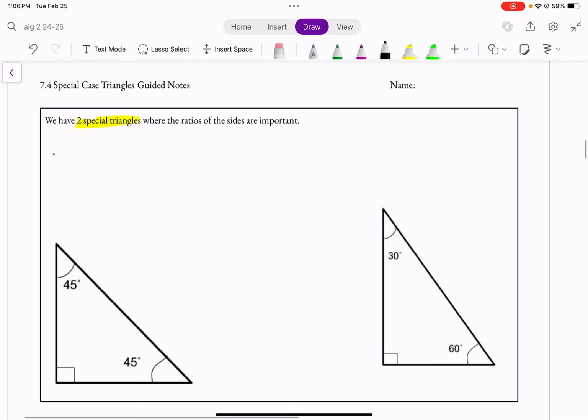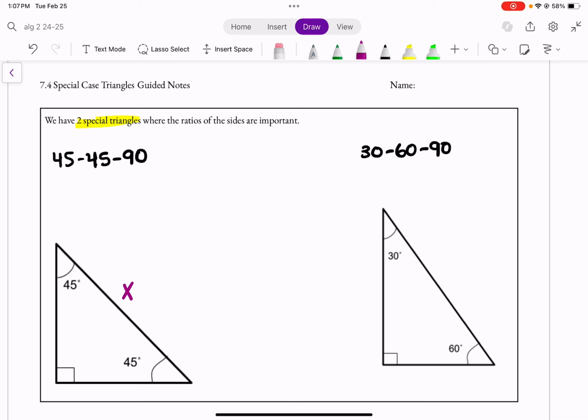One of them is a 45, 45, 90 triangle, okay? That's one of the special triangles. And the other special triangle is a 30, 60, 90 triangle, okay? So these triangles show up a lot in math, and it's going to come into importance in the next few lessons. But what we're going to spend time doing is really just understanding these triangles and where we get these little shortcuts from, okay? So in the 45, 45, 90 triangle, let's say we make the hypotenuse x.